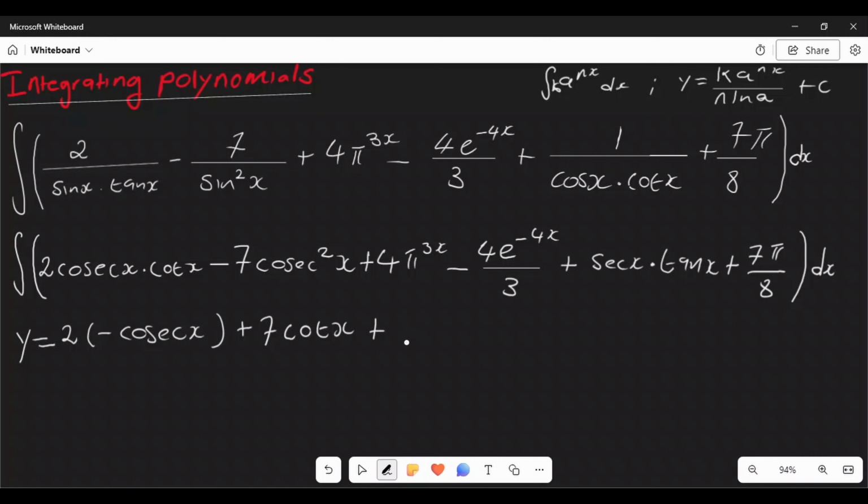So let's do it, guys. As you can see, our k here is 4. You're just going to write 4 here, and then you're going to write our base, which is pi, and our exponent, which is 3x. Then from there we divide by n multiplied by the natural log of the base. So our n here is 3, natural log, then we have our base, which is pi. So this is basically how you do this one.